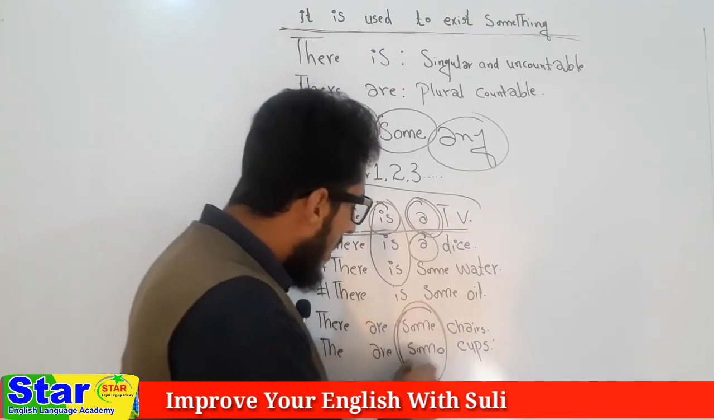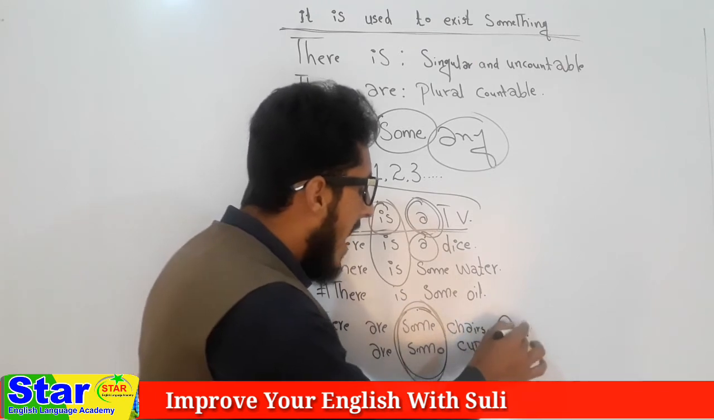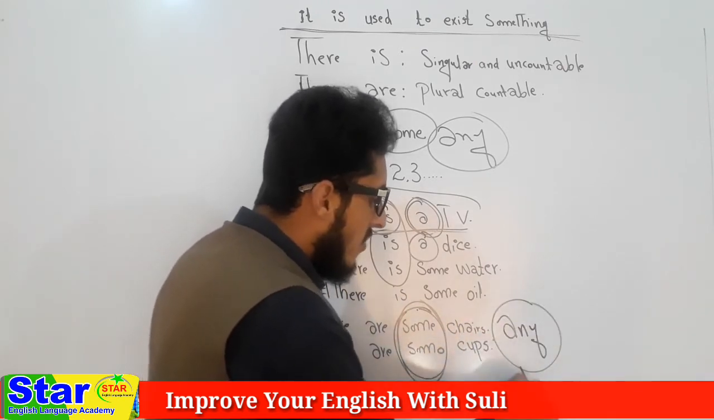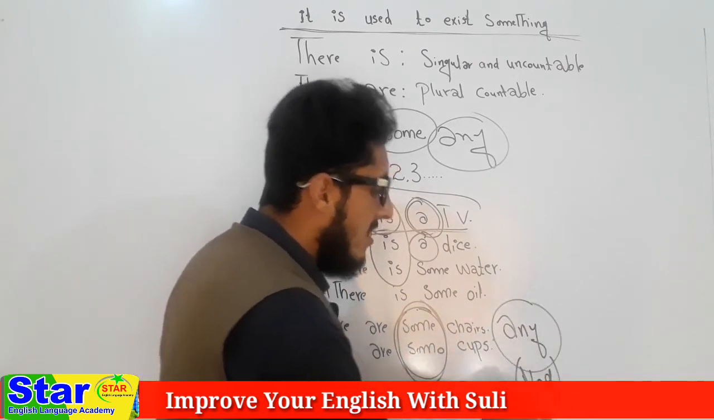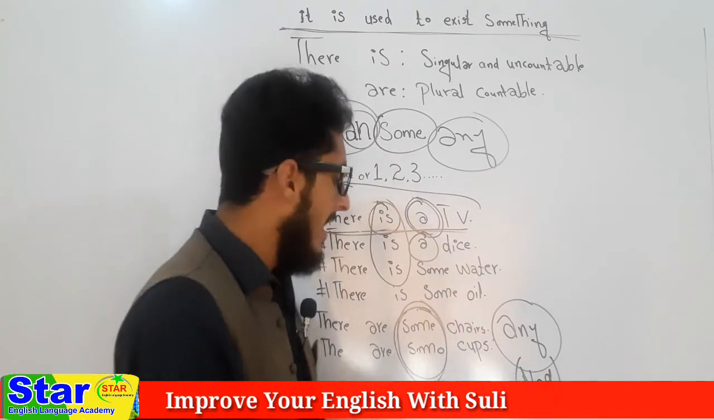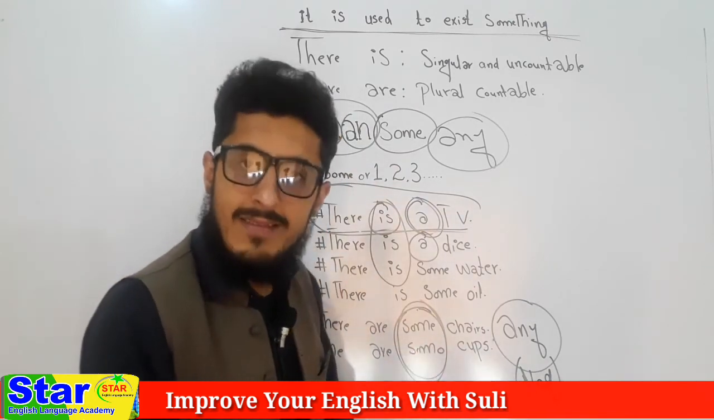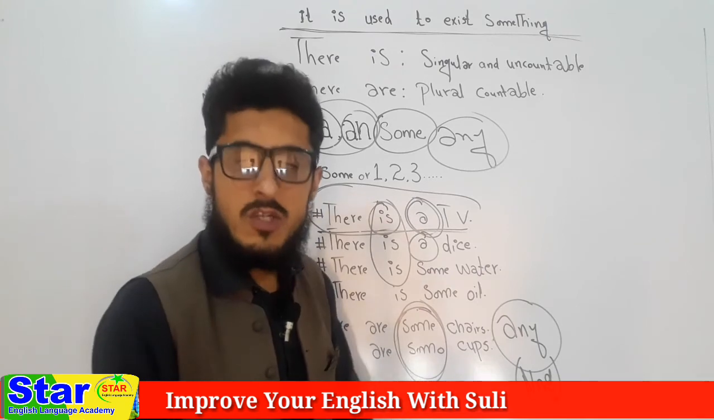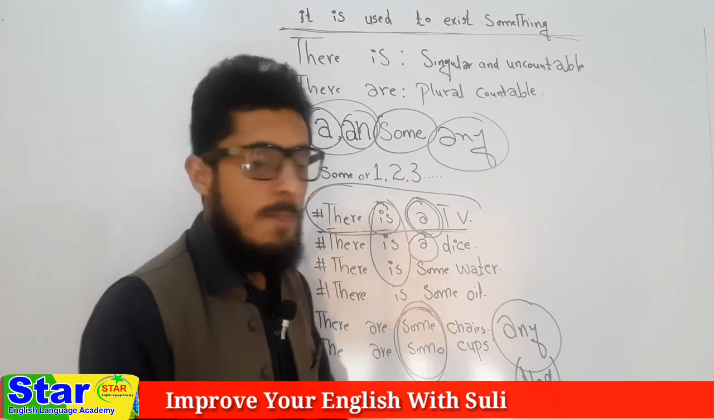Clear? In negative structure and interrogative structure, we put any, like are there any chairs in the class? Are there any doctors in the hospital? Clear? So I'm quite sure that you must have learned today's topic.